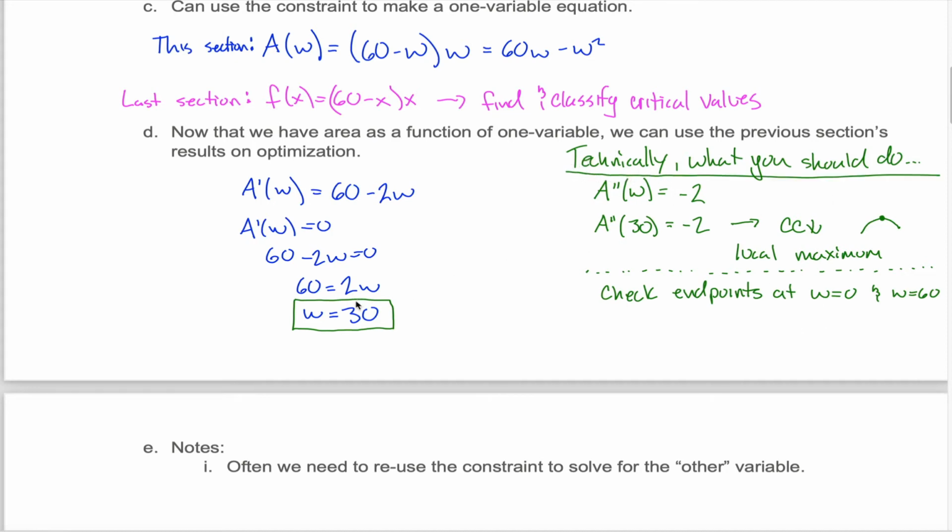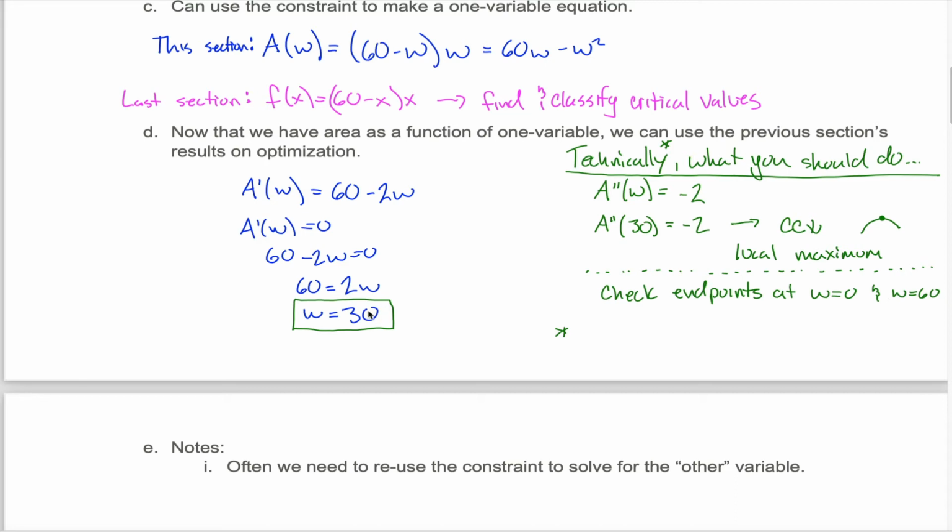Technically, when I get this answer, I should check to make sure that my function is concave down and it represents a local maximum if I'm looking for a maximum. And then I should compare that local maximum with any endpoints to make sure that the local maximum is a global maximum. However, as your teacher, I can tell you that these problems are going to be written in such a way that the answer that you find, the critical value, is going to be the optimal point that you're looking for.